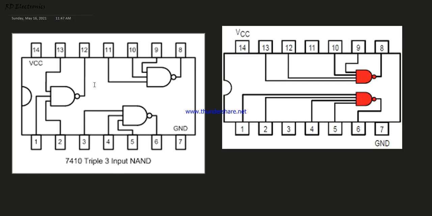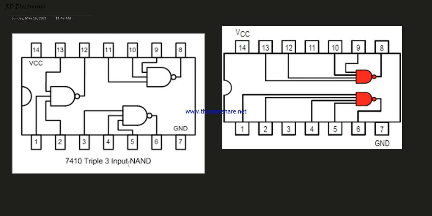Now next is 7410, triple 3 input NAND gate. Pins 1, 2, 13 are the inputs, and 12 is output. Here 3, 4, 5 are the inputs, and 6 is output. Pin 7 is grounded. Pin number 14 is plus VCC, and 9, 10, 11 are inputs, and 8 is output. This is a 3 input NAND gate IC which is available in the market.